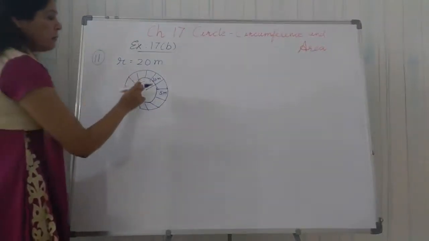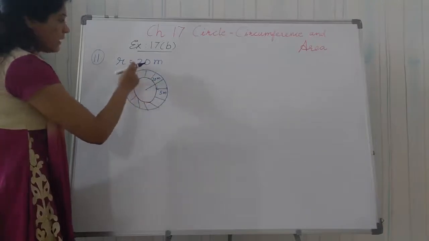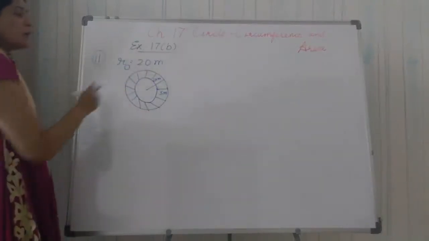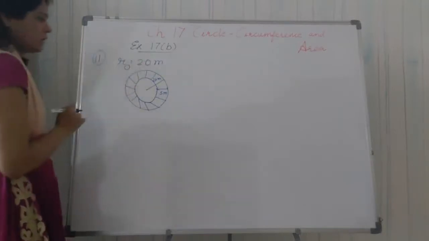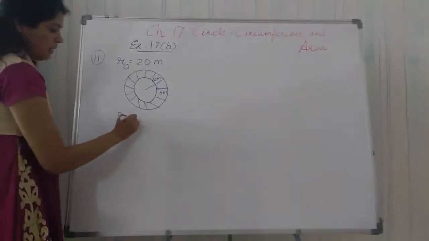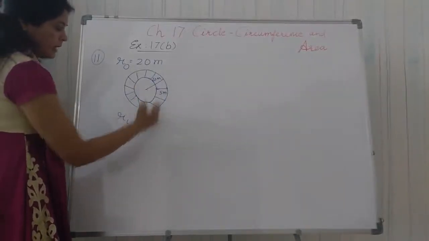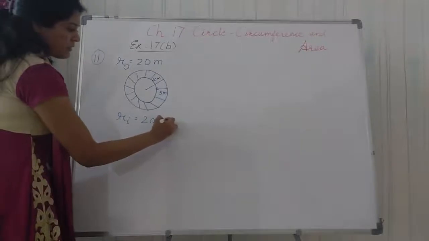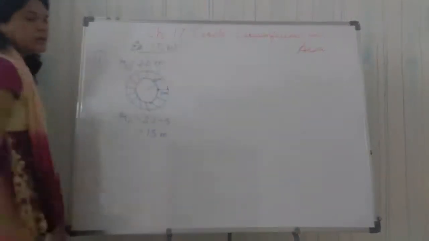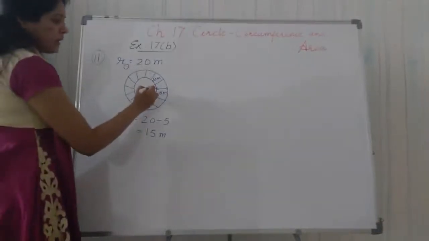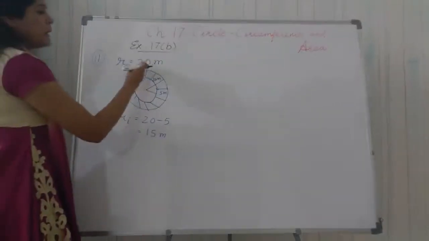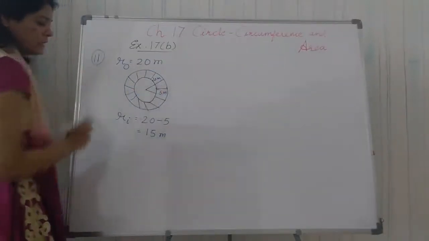Now the radius of the outer circle is already given to us. So let me write RO, that is outer radius 20 meter. So how do we find this inner radius? So RI we find by taking 20 meter minus 5 meter. So I get 15 meter, that is the inner radius. The radius of the inner circle will be 15 meter. How do we get that? By taking subtraction of 20 minus 5.